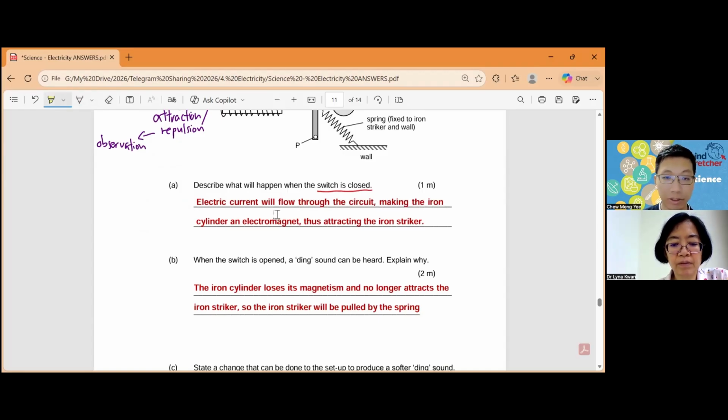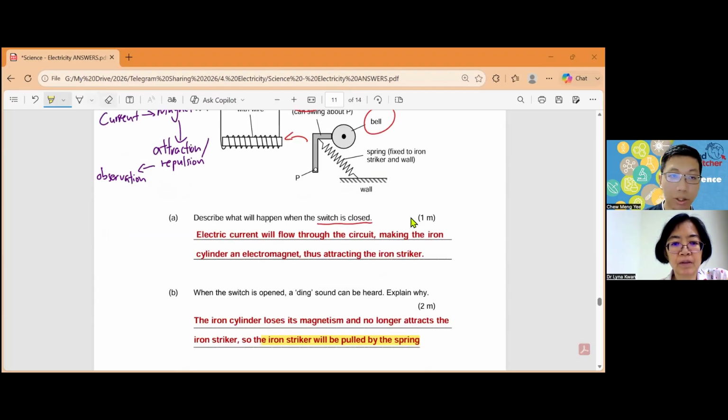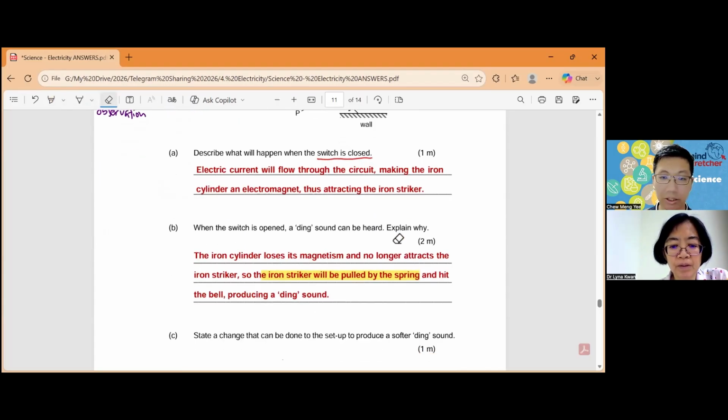This is very important. Many of you will miss out the spring. You just say, oh, it bounced back, it gets pulled back. By what? Did you mention that? Missing out the spring is an error, because what is causing it to go back? Nothing. You must mention the spring. Understand? Once it does that, it will hit the bell and produce the ding sound. All right?